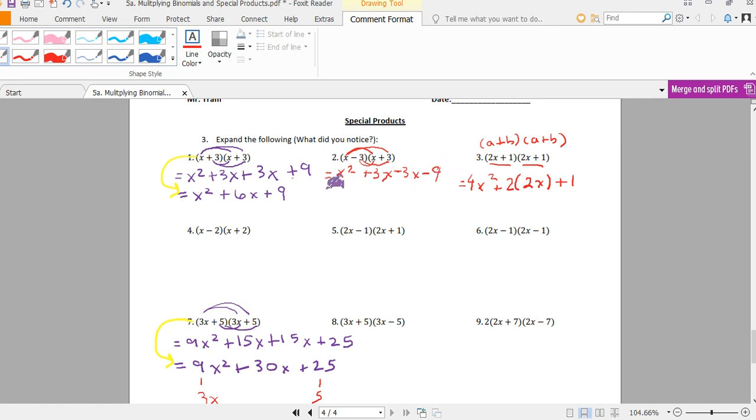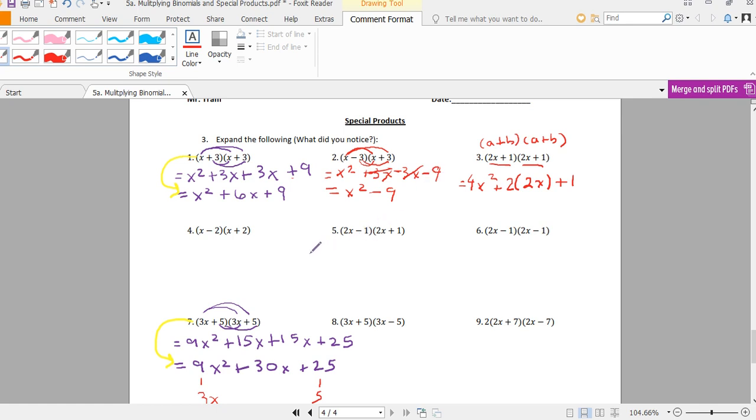Okay, now let's simplify this. What do we get? Well, the two middle terms, plus 3x minus 3x is 0x, right? Is there any point in me putting 0x here? No. So then these two cancel out. So I'm just left with minus 9.